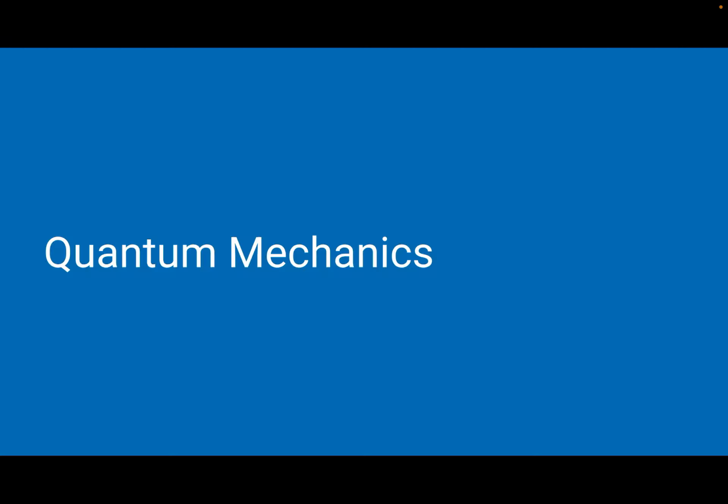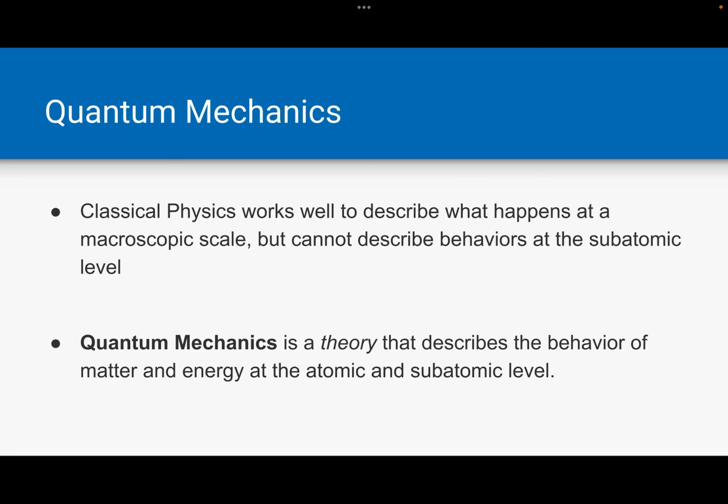Okay, as we jump into quantum mechanics, what is quantum mechanics? Just in a super simple form, classical physics is the macroscopic physics. It's what we're used to. You throw things, they fall and they drop. This is classic physics. It's the stuff we can see at a macroscopic level. However, this does not do a good job of describing things at the subatomic level. So there's a theory that has been developed called quantum mechanics that is attempting to describe the behavior of matter and energy at the atomic and subatomic level.